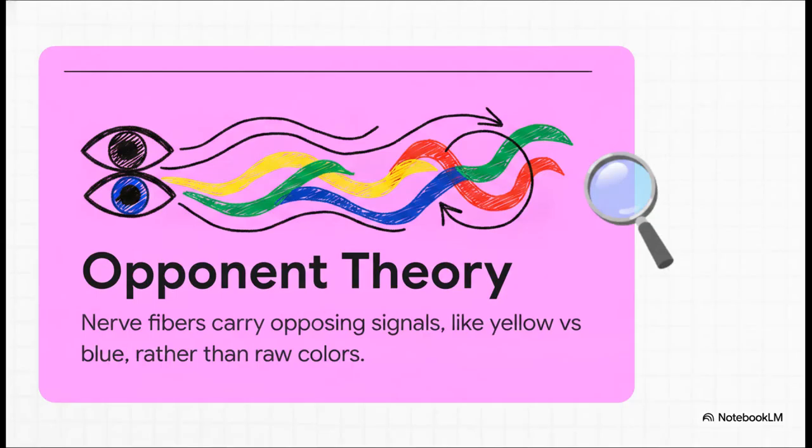Now, since the eye is basically an extension of the brain performing calculations at the source, early researchers realized that color vision couldn't just be a simple, raw feed of red, green, and blue. So they proposed what's known as the opponent theory of color. This theory hypothesizes that instead of sending raw data, the nerve fibers actually carry conflicting, opposing signals, like yellow versus blue or red versus green.